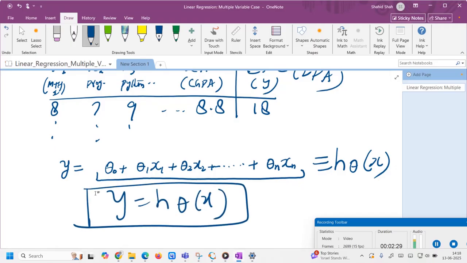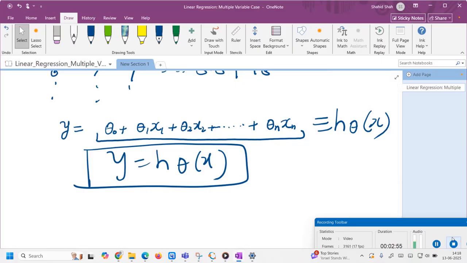What do we mean by hypothesis? Suppose someone tells you the weights theta 0, theta 1 up to theta n, and then someone tells you the CGPA of a student and the grades of the student in different subjects. So what is your hypothesis about his average CTC? That is its meaning. So this is the short notation for it. Wherever we need to write theta 0 plus theta 1 x1 plus theta 2 x2, we'll write h theta of x there.